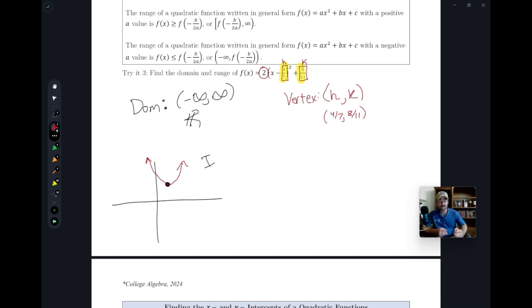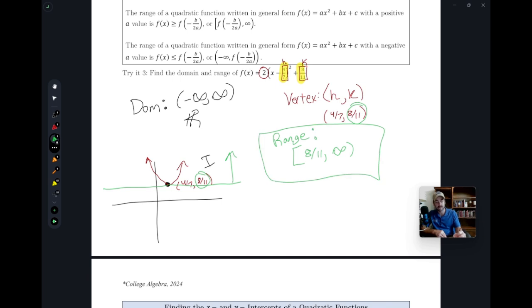And I know its lowest point is at 4 over 7, comma 8 over 11. And so our range, remember for range, we're looking at the y values. So we're going to start at 8 over 11 and include it and go all the way up forever and ever and ever. And so there we have our range, which we had to find our vertex, more specifically the y coordinate of our vertex, to solve. So we've got a domain and we've got a range.